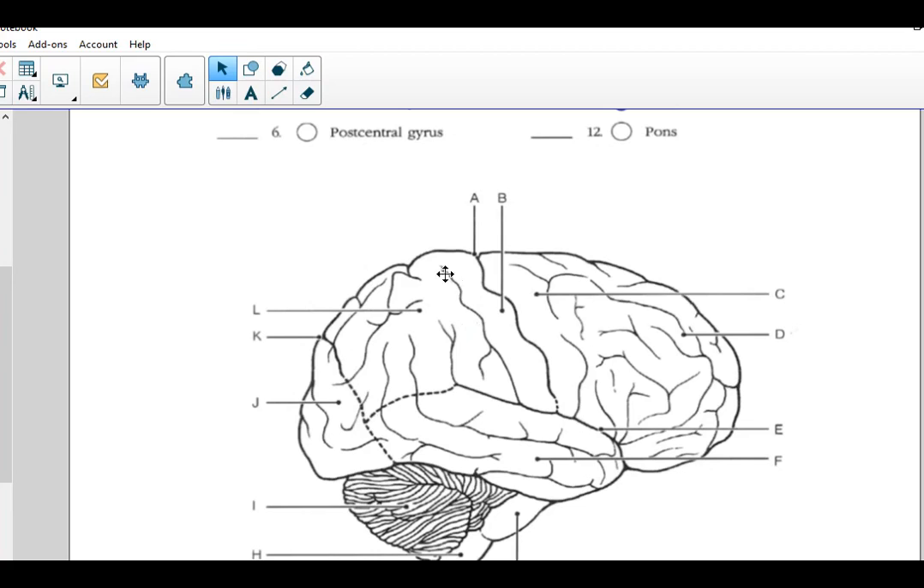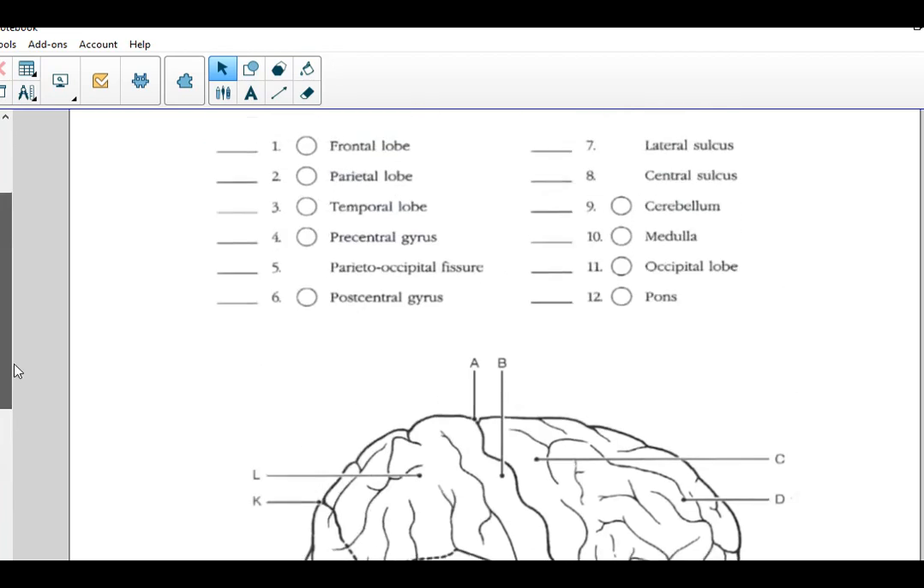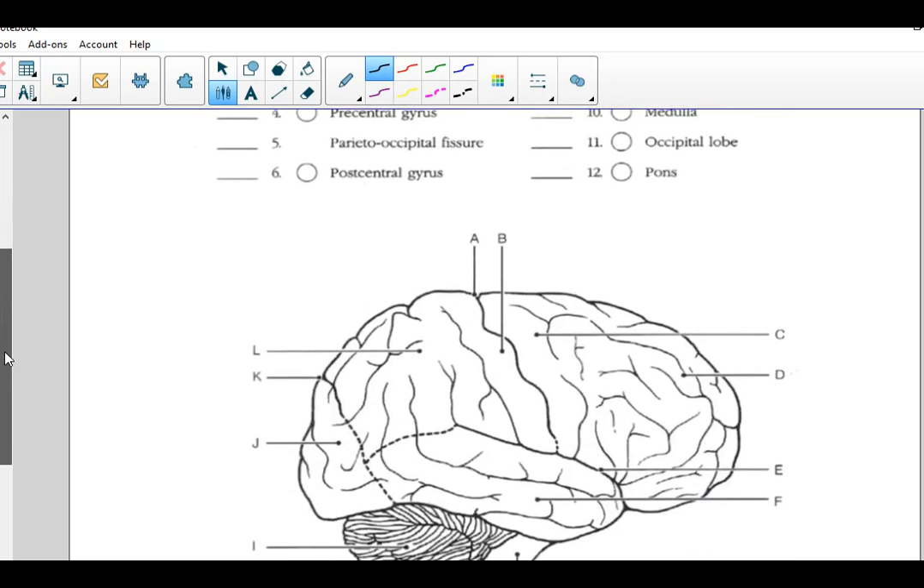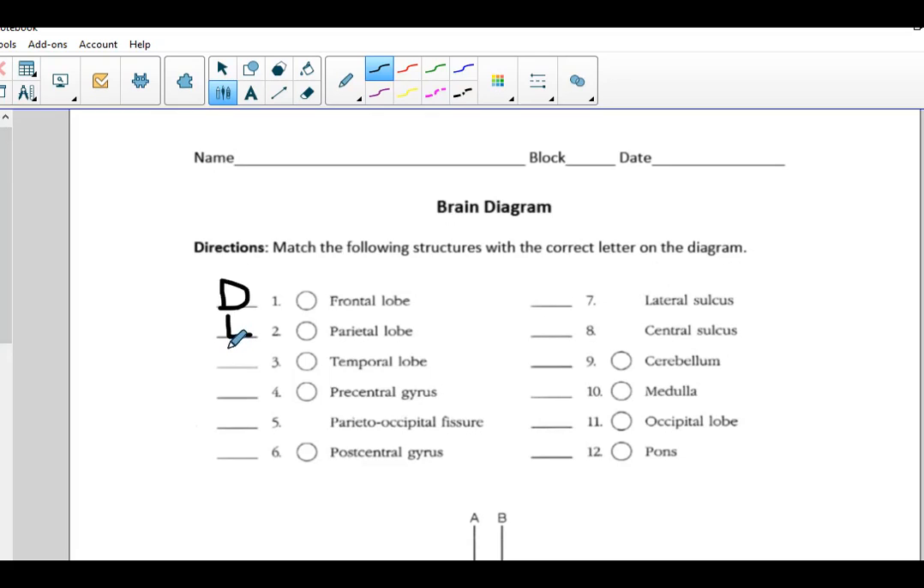The parietal lobe is posterior or dorsal to the frontal lobe, and that would be indicated by letter L. And then the temporal, which is in a very similar area as the temporal bone of the skull, is indicated here by letter F. So I'm going to go up and fill in these letters. So for frontal, it was D. For parietal, it was L. And for temporal, it was F.